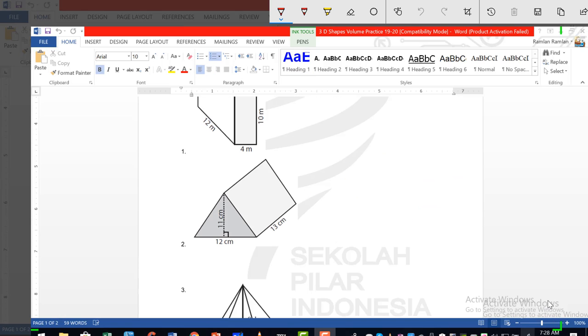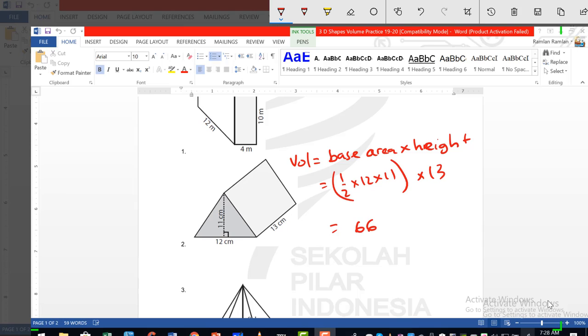There you go. Okay, the same thing with number 2. The volume is equal to base area times the height, because this is also a prism, right? So this is a triangular prism, and this is the triangle. So the base area is a triangle, which is half times 12 times 11, right? And the height is 13. So it's equal to 66 times 13, which is 858, I think. And don't forget to write down the unit.